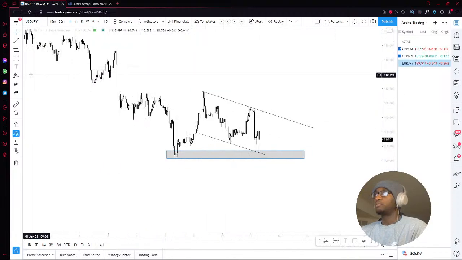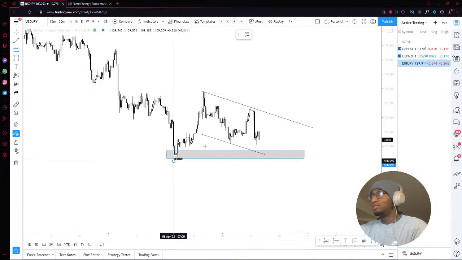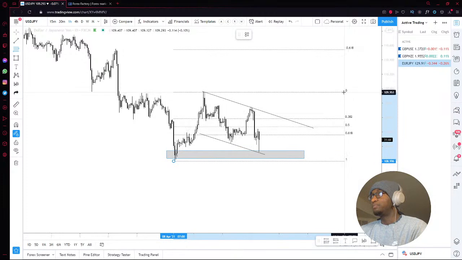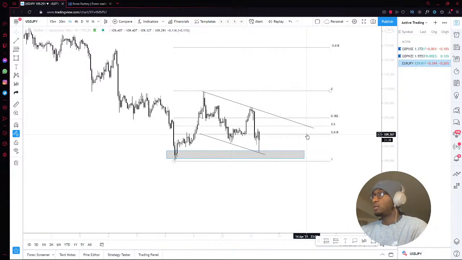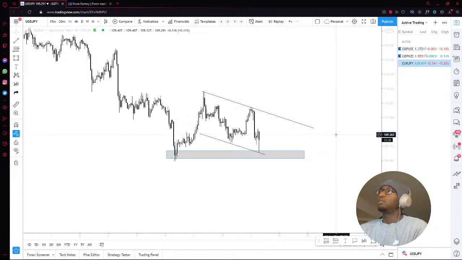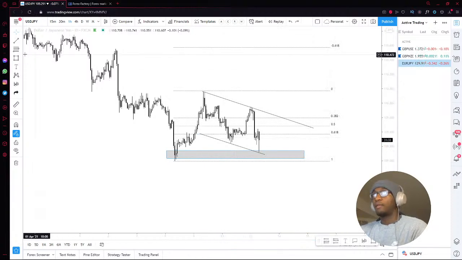That's like perfect, but it's a really deep retracement. If we're gonna have this as a setup, what is it called? A 1 hour setup. With that deep retracement, it's pretty much off the 88.6, it looks to me.